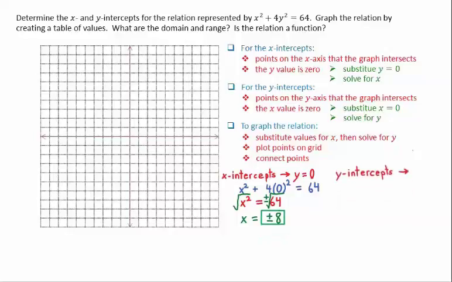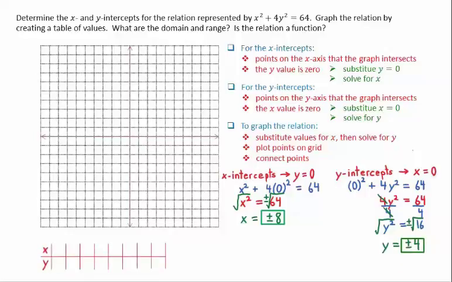For the y-intercepts, here x equals 0. We then have 0 squared plus 4y squared equals 64, or simply 4y squared equals 64. Dividing both sides by 4 gives y squared equals 16, and then we take the square root of both sides again. We get y is equal to plus or minus 4 as the y-intercepts.